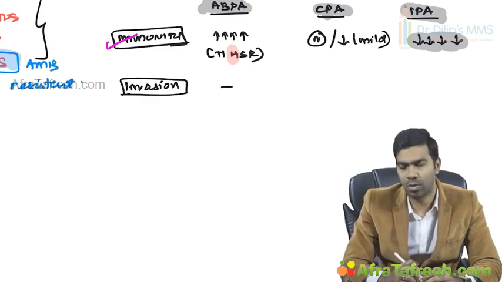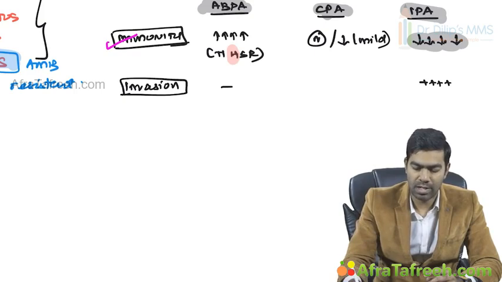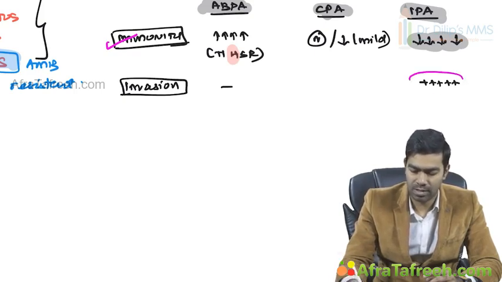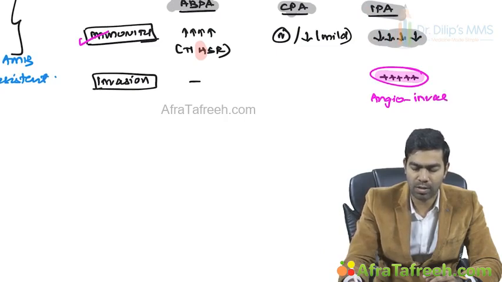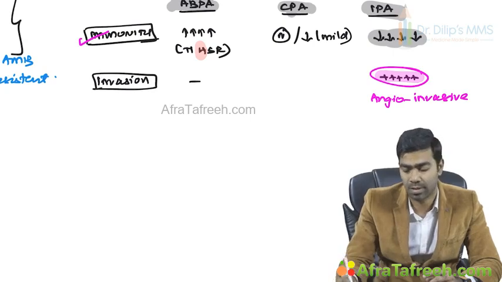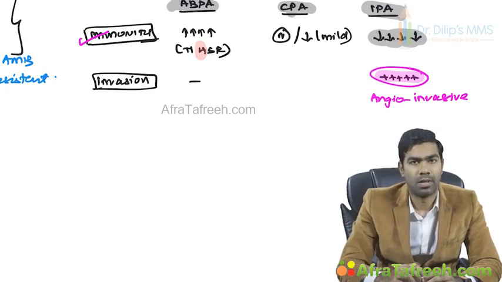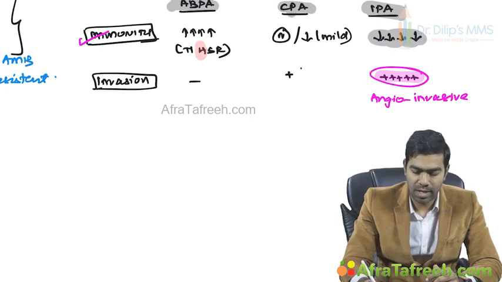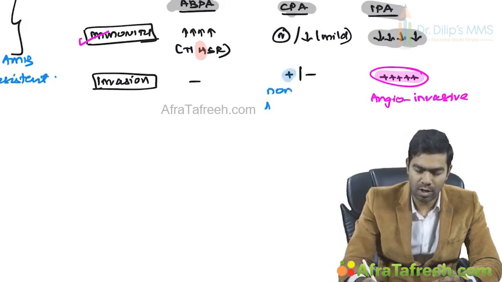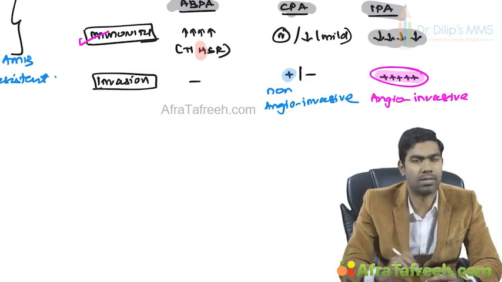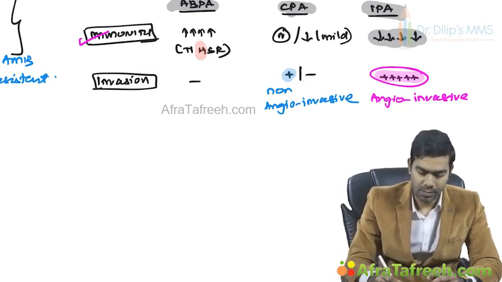Whether they invade or not: in ABPA, definitely they don't invade. IPA, on the other end of the spectrum, definitely does invade, 100%, and typically they are angioinvasive, which means they invade the vessels as well and can cause disseminated disease in these patients. CPA is somewhere in between; in certain forms of CPA they can invade, or they don't. If they invade, they will definitely be non-angioinvasive, which means they don't invade the vessels and don't cause disseminated disease. Clear?